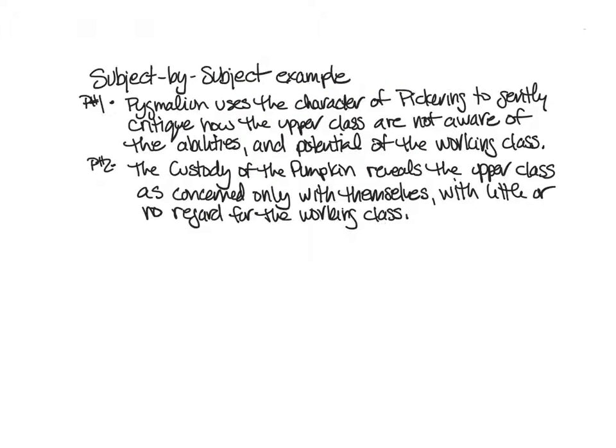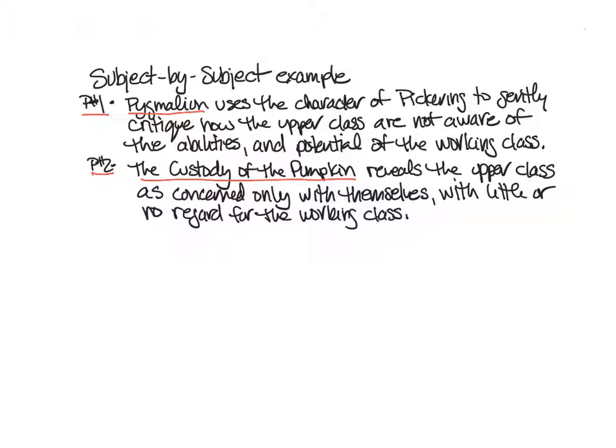What I've got here is two examples. In this slide, I'll have subject by subject. The next slide will be point by point. So take a look and see how I'm using them slightly differently. Remember earlier on, I said that subject by subject meant that we would be analyzing topics that are similar but not the same. So they're not the exact same topic. In this case, this is paragraph 1. In paragraph 2, the first paragraph is about Pygmalion. The second paragraph is about the custody of the pumpkin.